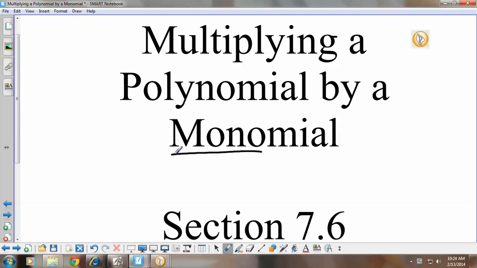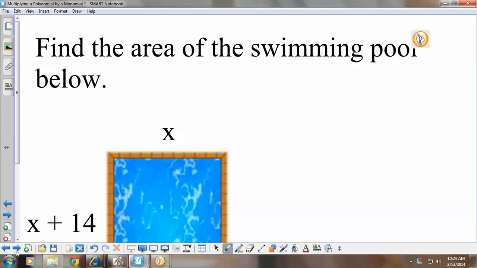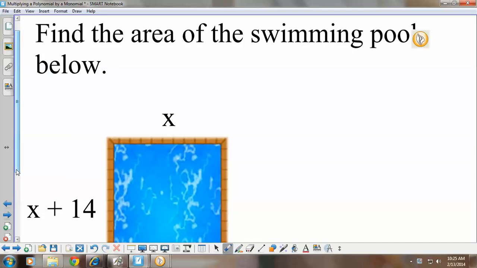Which really, you guys have done this. The difference is today we are going to be using variables instead of numbers. In this example, you don't need to necessarily draw this, but it says find the area of the swimming pool below. How do you find the area of any rectangular figure? Length times width. It doesn't really matter which side we call length and which we call width, does it? I'm going to call this our length and this our width. So let's substitute in the values that we know.